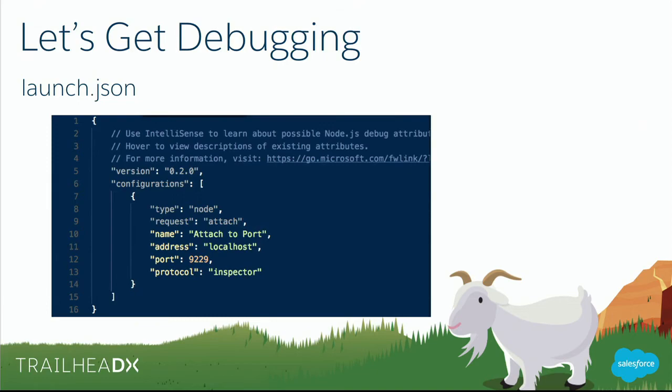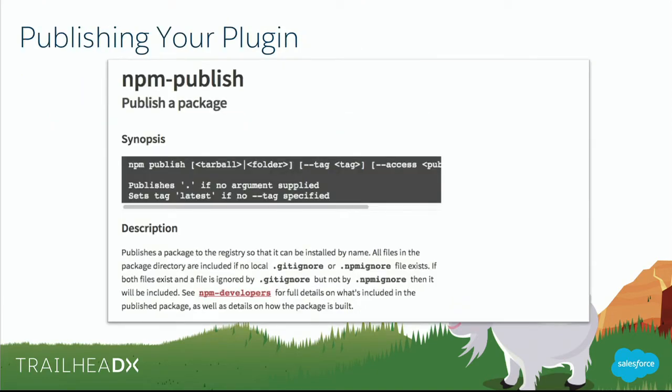Okay, here we are. So that's the debugging part. Now, once you've finished building your plugin and you want to distribute it to your team or make it public, you can certainly do that. And it's just as simple as publishing any other npm package.